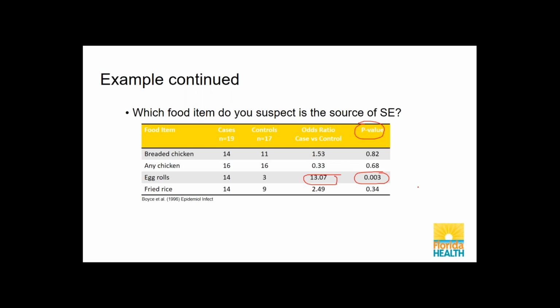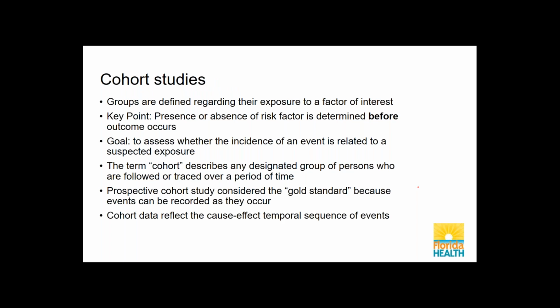Okay, so now cohort studies. Cohort studies are where the groups are defined regarding their exposure to a factor of interest, right? So here we're dealing with the exposure first and not the outcome. So the key point is that the presence or absence of a risk factor is determined before the outcome occurs. That's really the biggest difference that you need to keep in mind when you're taking this exam.